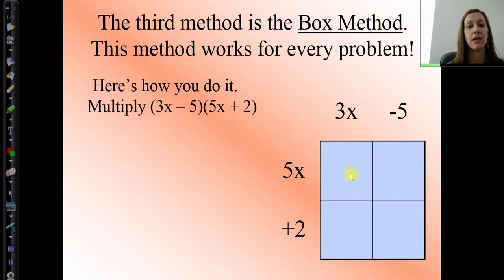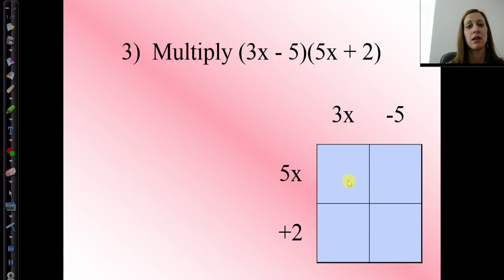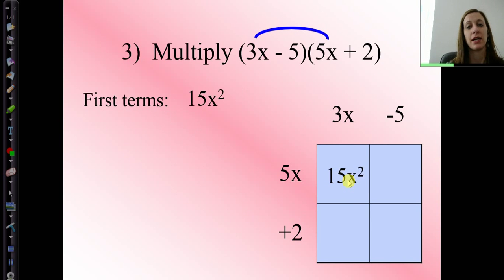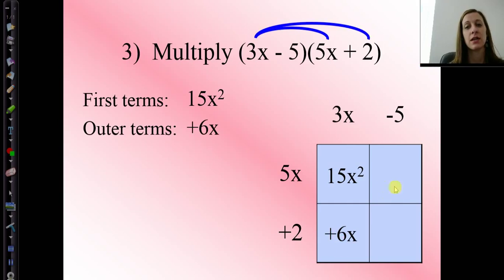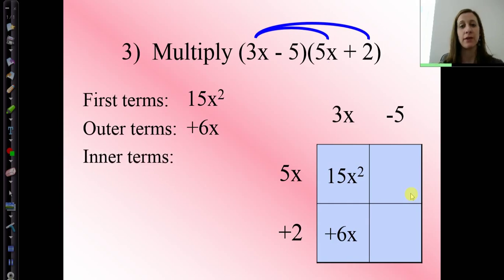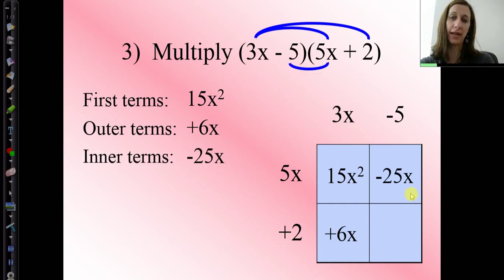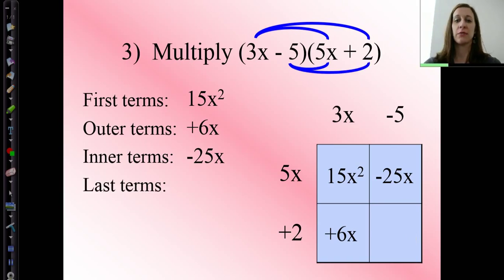And then I'm just going to multiply. So to get each box, I need to multiply what's above it by what's beside it. And I would get 15x squared. And then I would multiply the 3x and the 2 to give me 6x. And then the negative 5 and 5x will give me negative 25x. And then lastly, I'd be multiplying negative 5 and 2, which will give me negative 10.